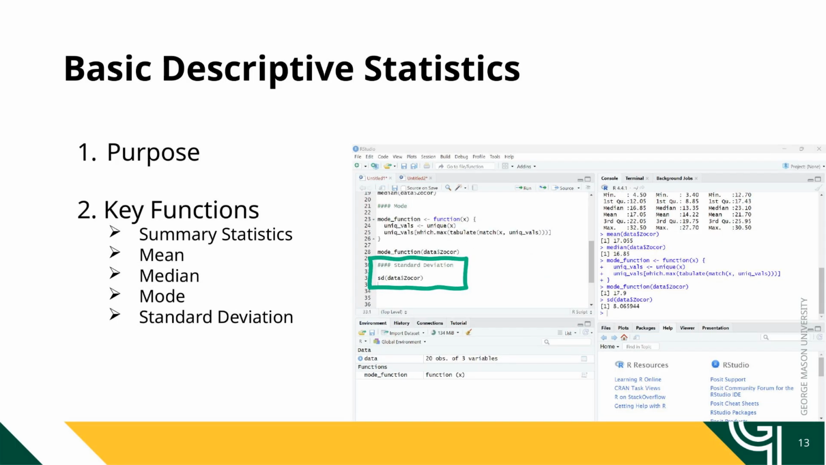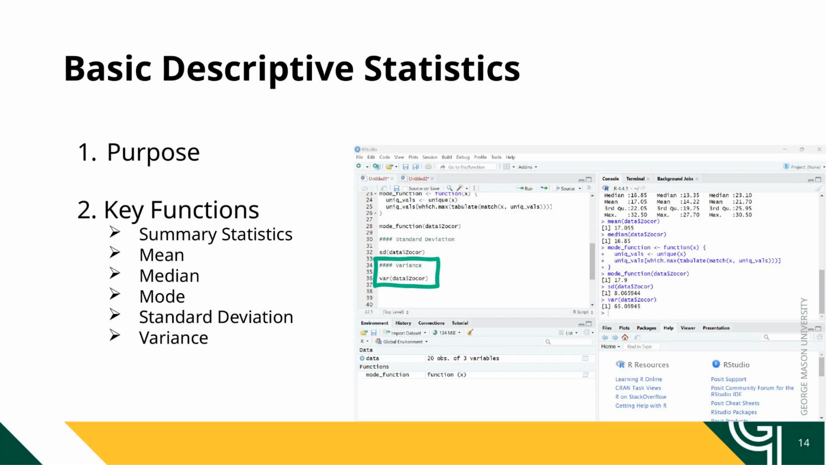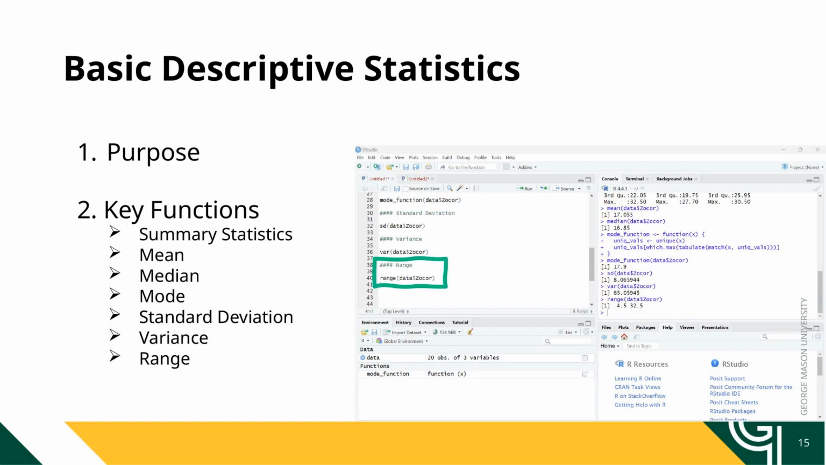Standard deviation measures the spread of data points around the mean. Variance represents the spread of data points. It is also the square of the standard deviation. Range gives the minimum and maximum values of a variable.